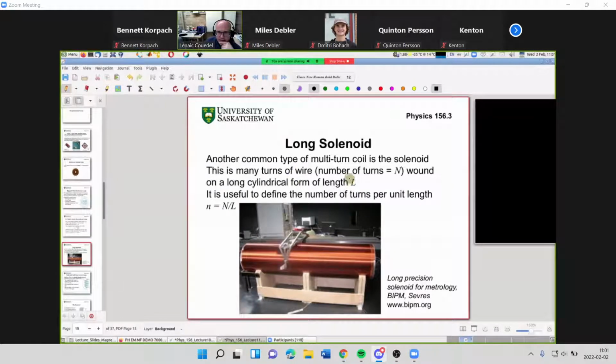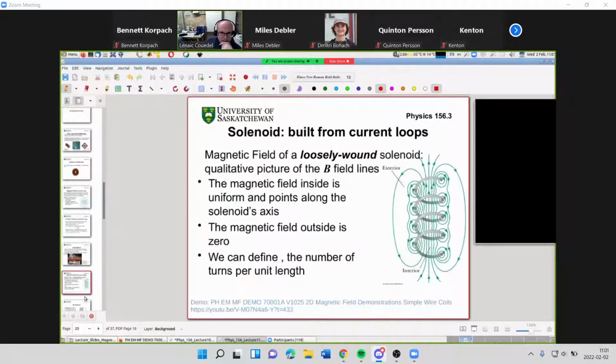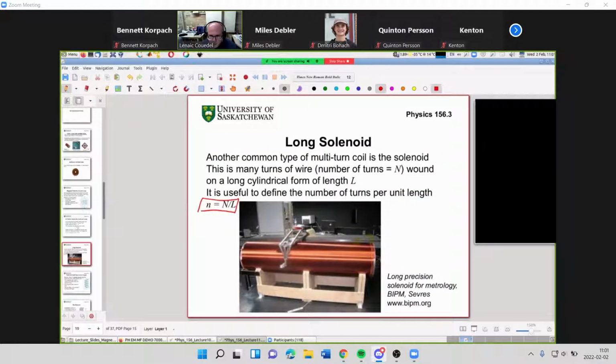Here you have many turns of wire, capital N, which are wound on a long cylindrical form of length L. A quantity that we will define is the number of turns per unit length, which is lowercase n, equal to capital N divided by capital L, L being the length of the solenoid. Now let's discuss what happens. A solenoid is built from current loops. You are just winding wire around the cylinder, so you have many loops like that, much tighter than that, but that's what you have basically.